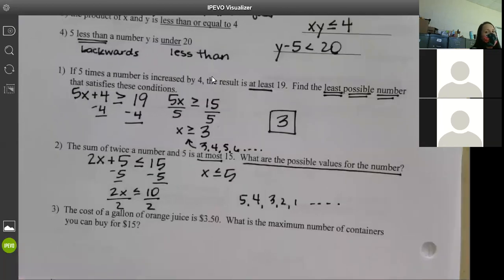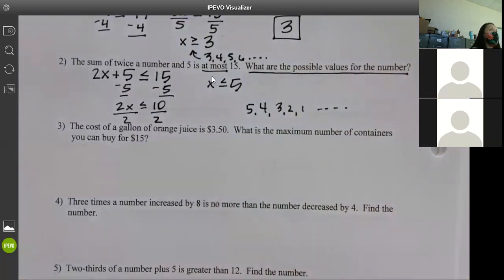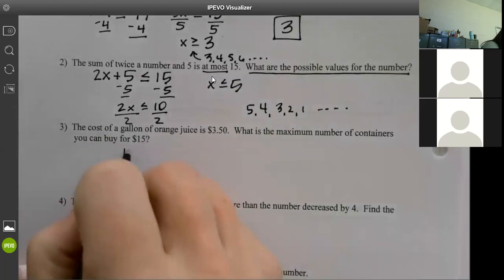All right, so number 3, you don't have to set up. You can solve it by common sense. You guys can do this. It's really simple. It says the cost of a gallon of orange juice is $3.50. What is the maximum number of containers you can buy for $15? So how do I figure out how many containers I can buy in general? 15 divided by 3.50. Perfect.